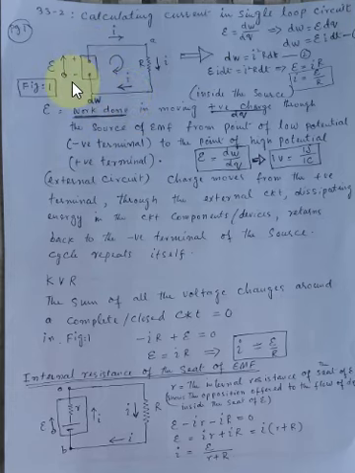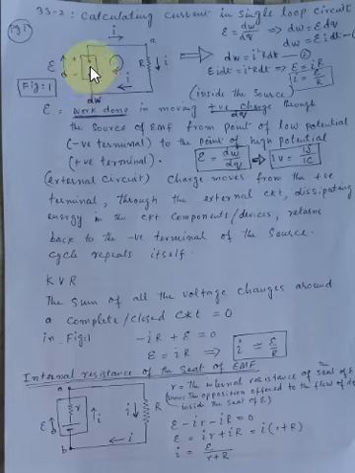As you can see in figure 1, this is a single loop circuit which consists of a seat of EMF E, and then there is a resistor R connected across the terminals of this seat of EMF.